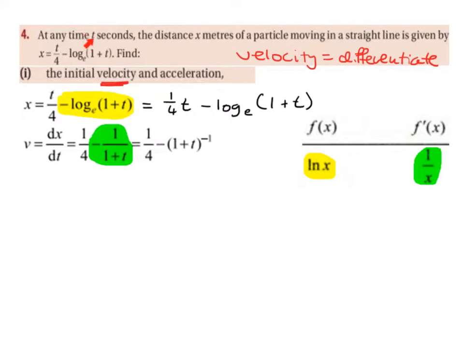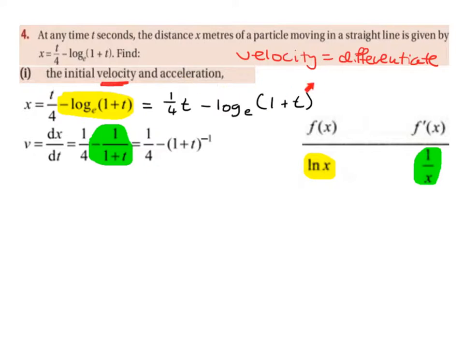At any time t seconds, the distance x meters of a particle moving in a straight line is given by x equals t over 4 minus log base e of 1 plus t. Find, part 1, the initial velocity and acceleration.